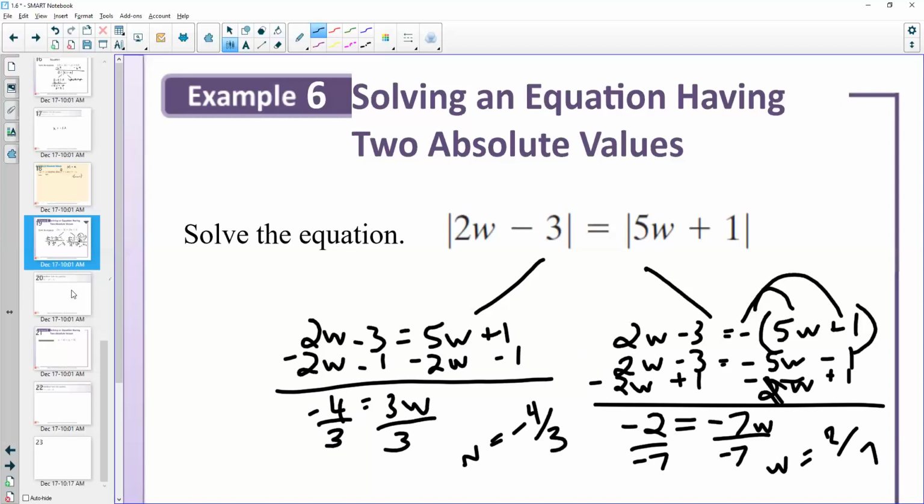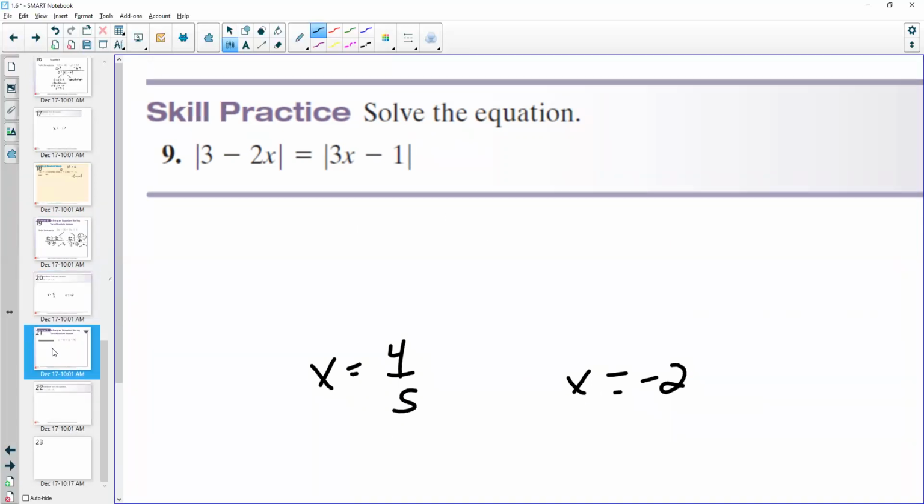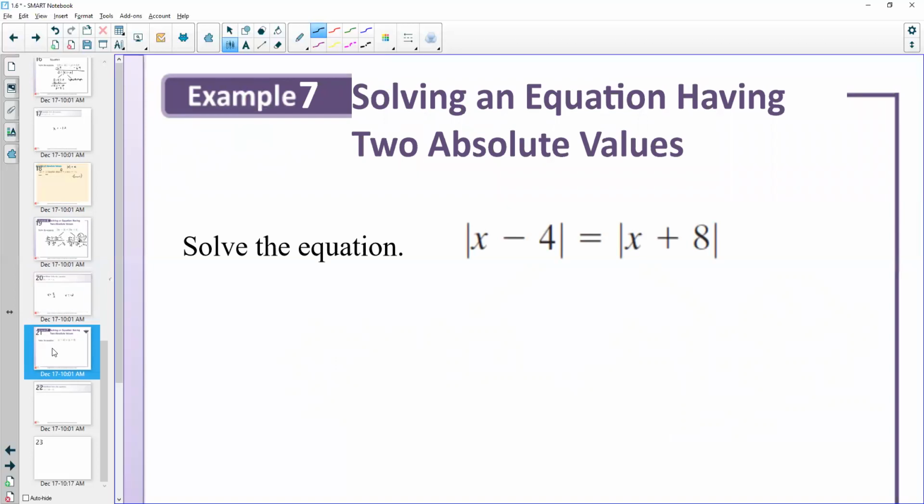All right, we didn't die. Everybody survived that. You try this one. It works exactly the same way. Go back and look at the other example if you need to. When you're finished, you should get x equals 4 over 5 and x equals negative 2. If you're stuck, go to the discussion. That's what it's there for. All right, let's try another one.